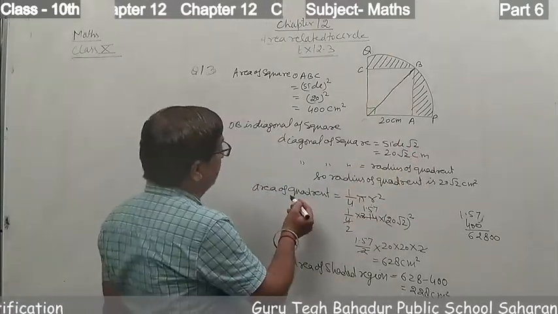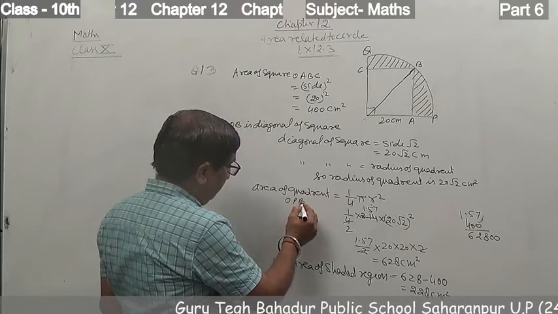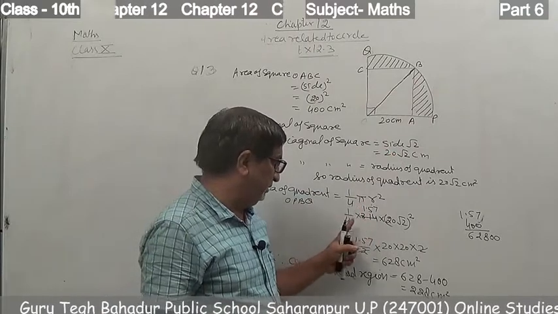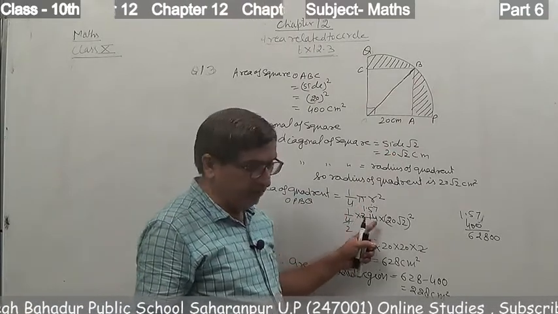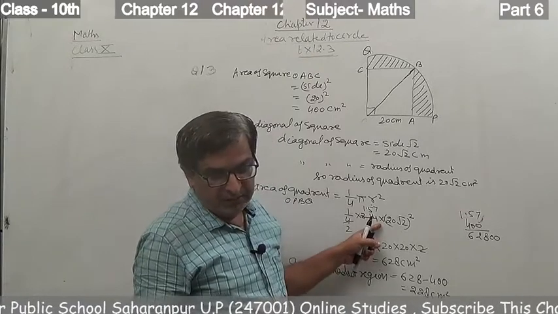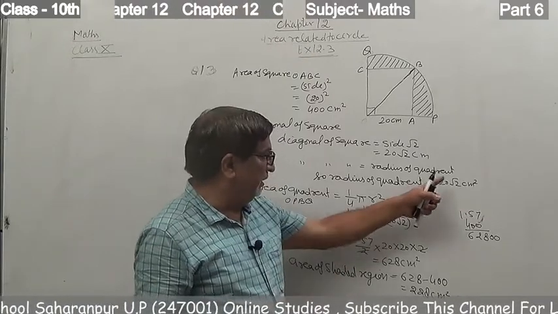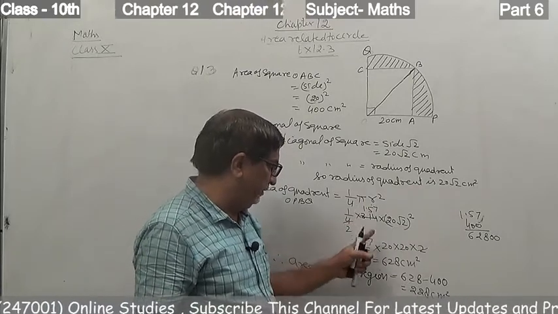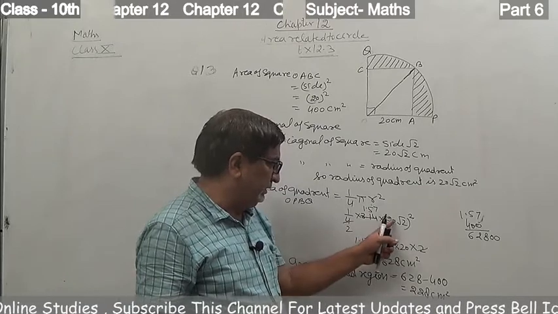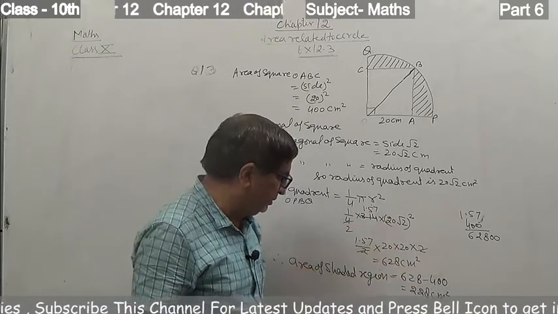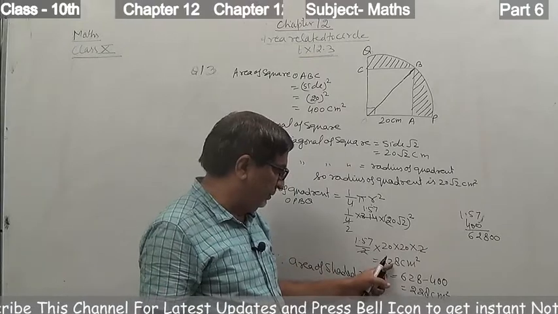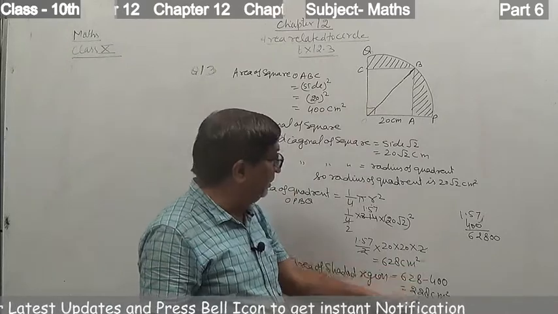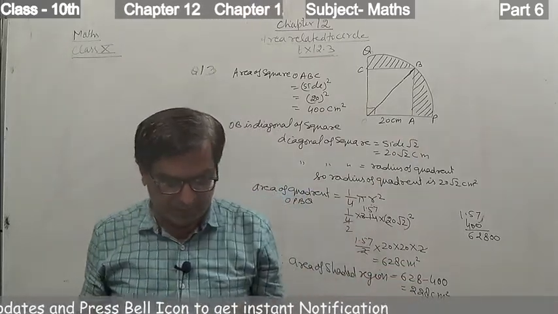Name of quadrant you can write OPBQ. So area of quadrant is 1 upon 4 pi r square, 1 upon 4 into 3.14. Value of pi is given in the question and radius is 20 root 2. So 2 cancel with 4, 1.57 upon 2. This 20 into 20 root 2 square is 2. 2 and 2 cancel. Now multiply it, 628. So minus it 400. So it becomes area of shaded region.